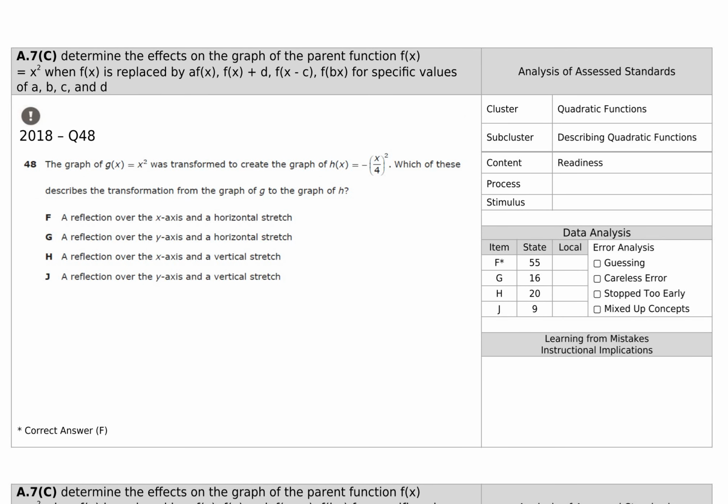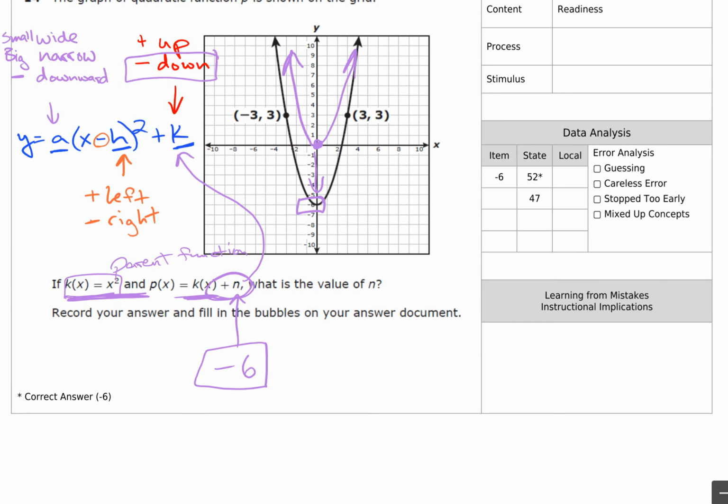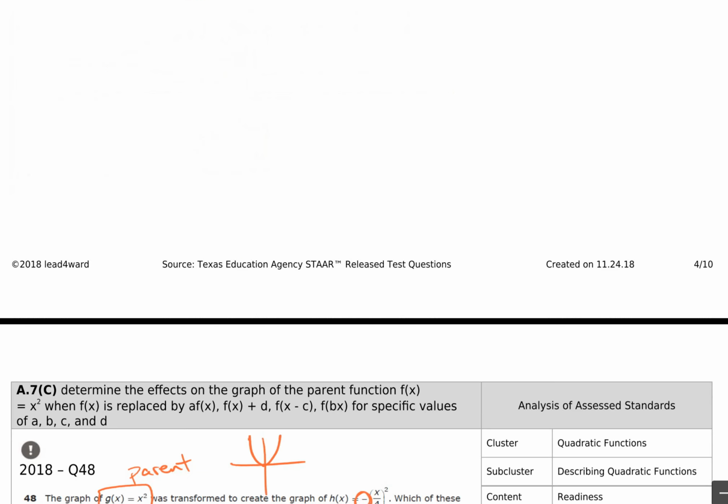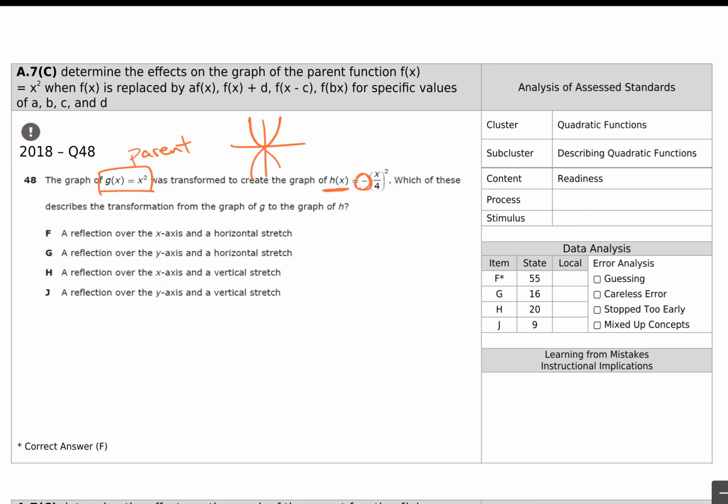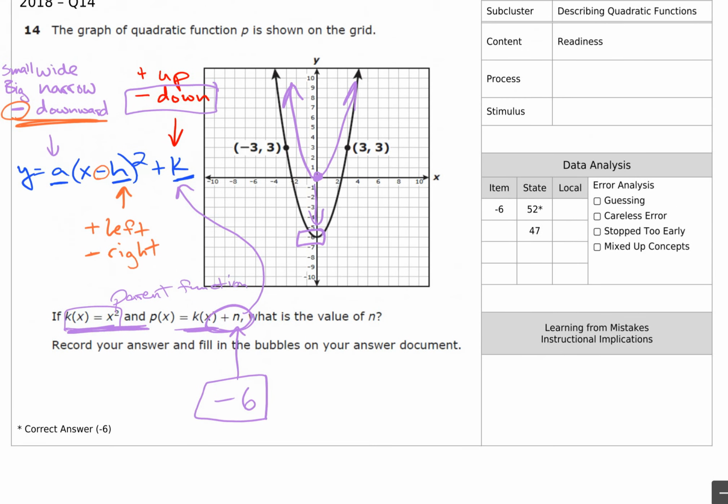The graph of g of x is equal to x squared. We know that's the parent function going through the origin. Create a graph of h of x, so it's being transformed in some way. Negative. What did the negative at the beginning of the problem do? Negative makes it go downward. So we know it's going to be facing downward in some way. And what is this 4? It's x divided by 4. That's the same thing as 1/4 x in front of it, 1/4 x squared. So what did we say the number in front makes it do? Well, if it's small, if it's a fraction, then that makes it wider.